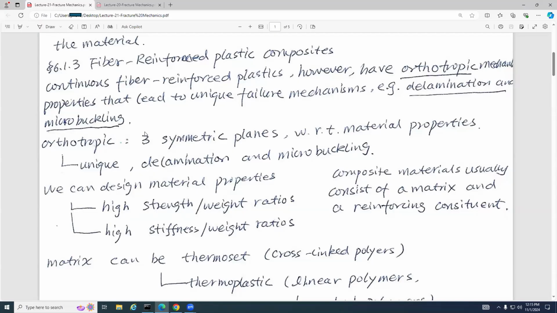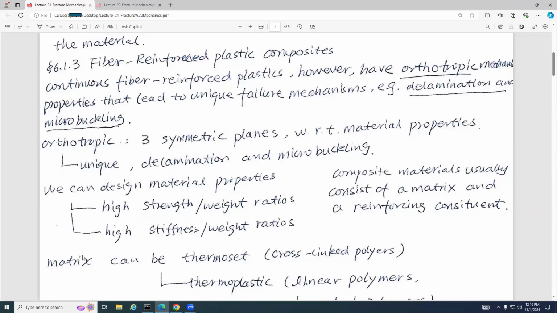So these composite materials usually consist of a matrix. The matrix is the major, main material, and then you just have some reinforcing constituent. In this case, we have fibers. This one is continuous fibers. As I said, we might have chopped fibers. These chopped fibers are very small. You mix the chopped fibers with this matrix.